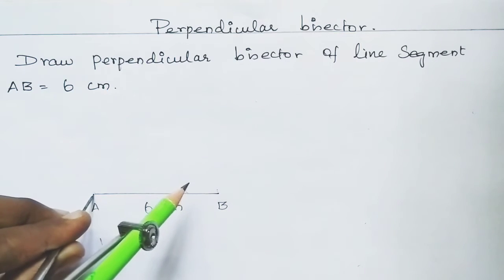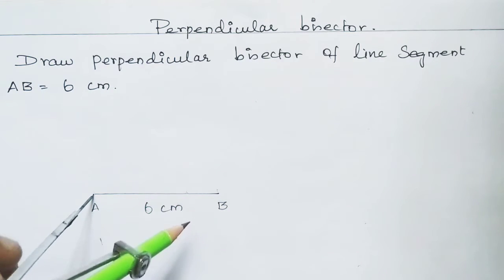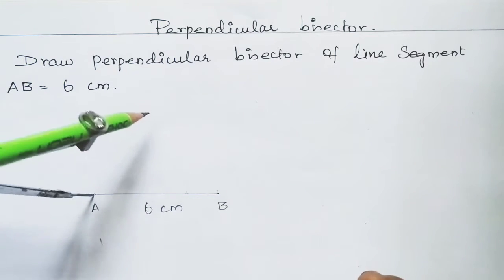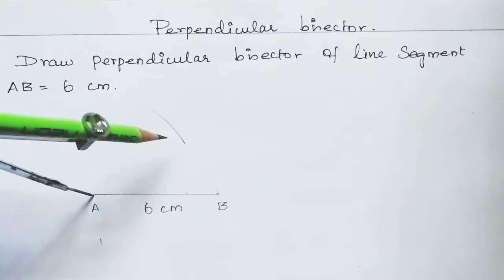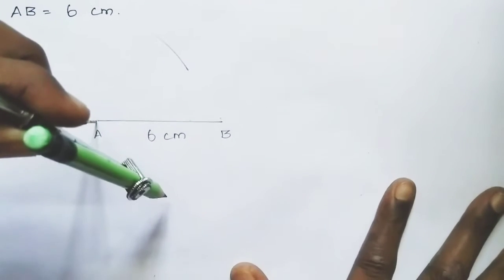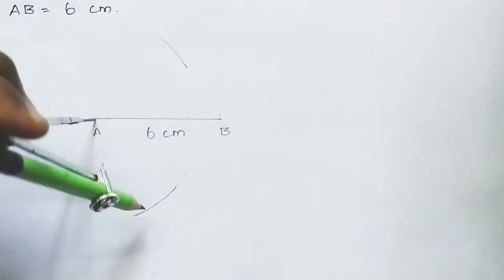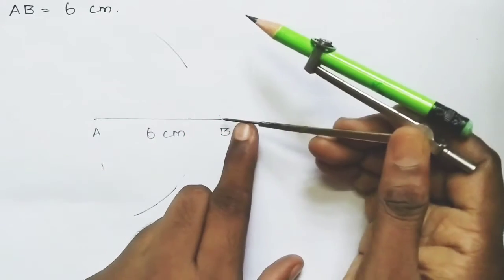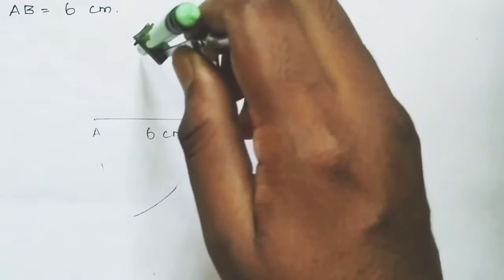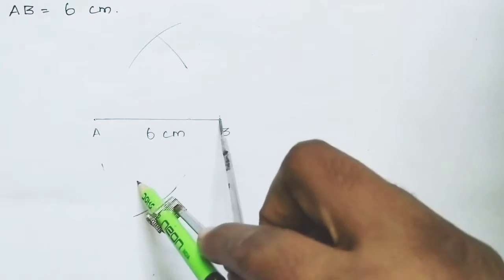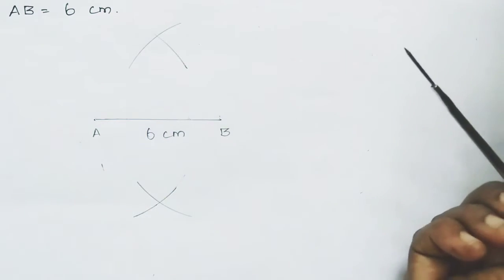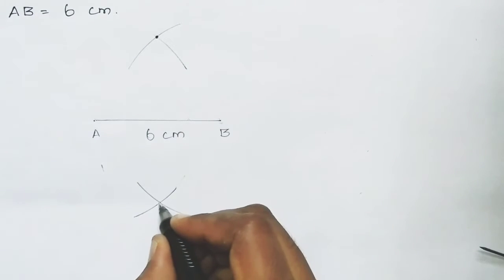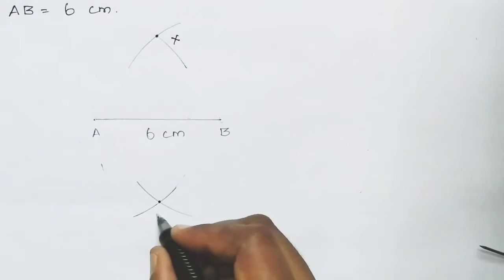So with A as center, hold your compass as I said. Now I'm holding like this for your clear view. Draw an arc above AB and below AB. With the same radius, with B as center, draw an arc above and below. Now you got the intersection points, right? Mark those points and name them X, Y.